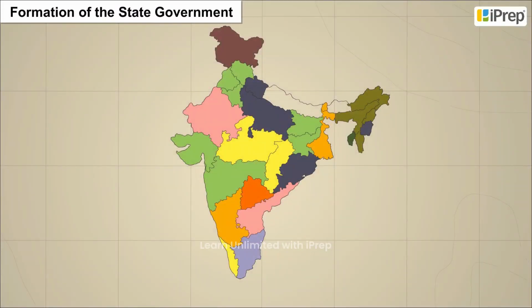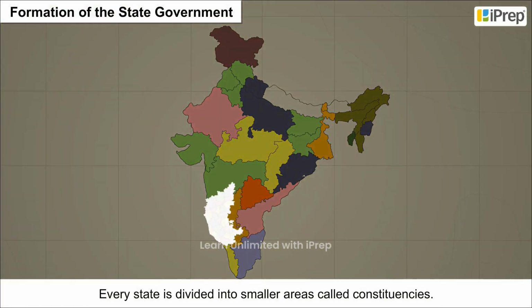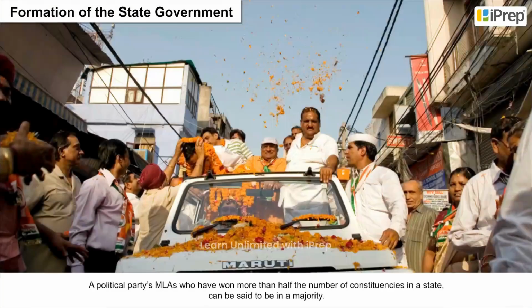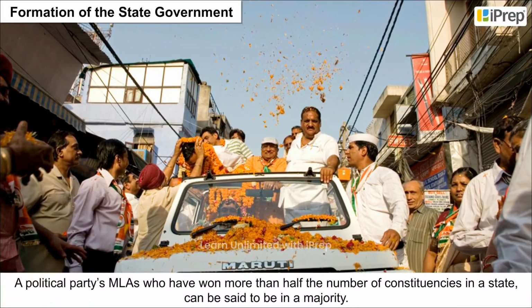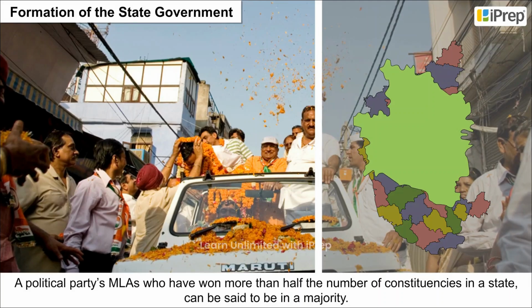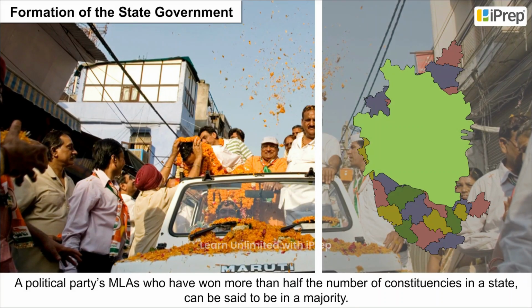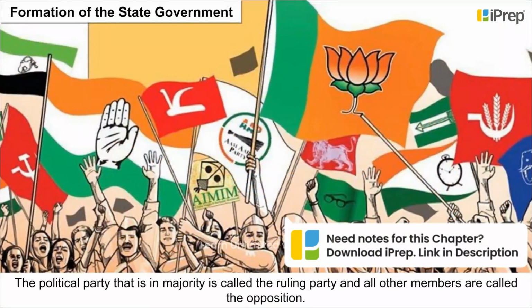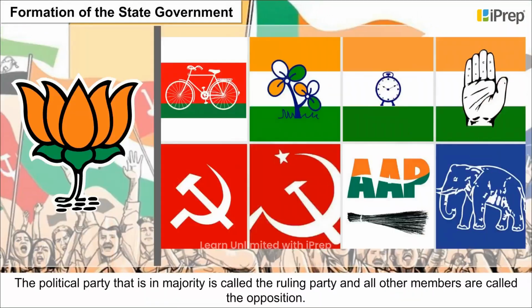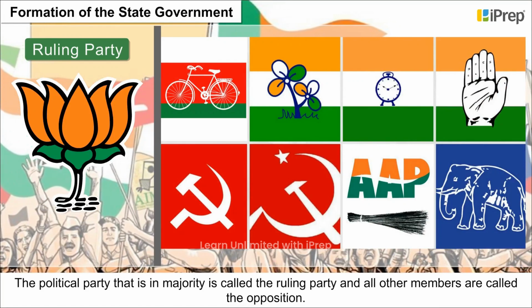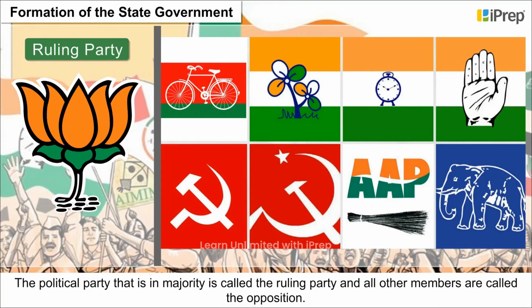Formation of the state government. Every state is divided into smaller areas called constituencies. A political party's MLAs who have won more than half the number of constituencies in a state can be said to be in a majority. The political party that is in majority is called the ruling party, and all other members are called the opposition.